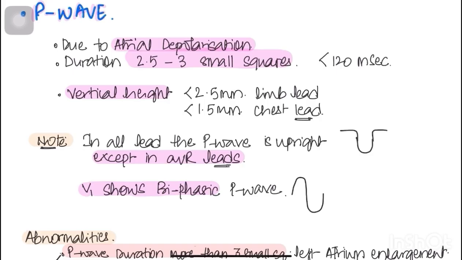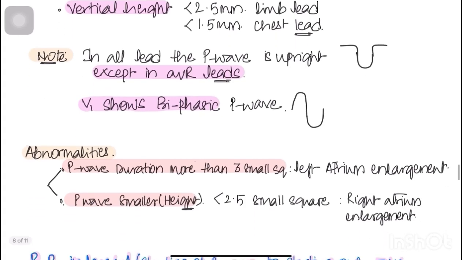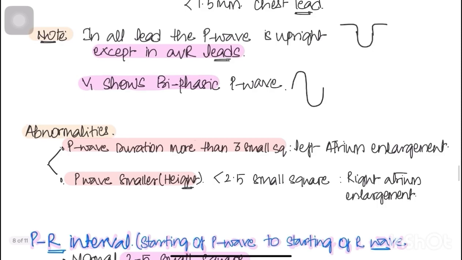In V1 the P wave shows a biphasic pattern. Not always, but at times it can show a biphasic pattern. So the abnormalities: P wave duration more than 3 small squares means left atrium enlargement. P wave smaller in height, less than 2.5 small squares, means right atrium enlargement.